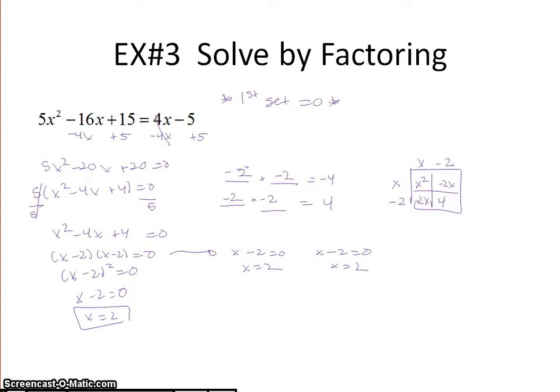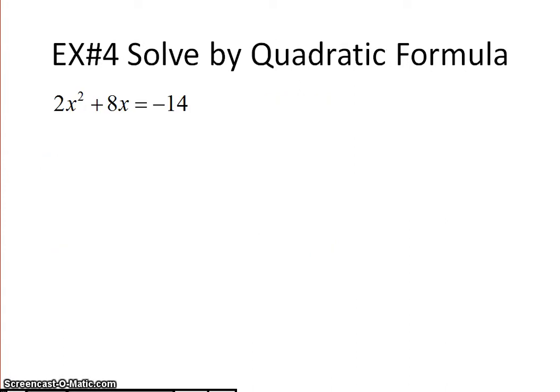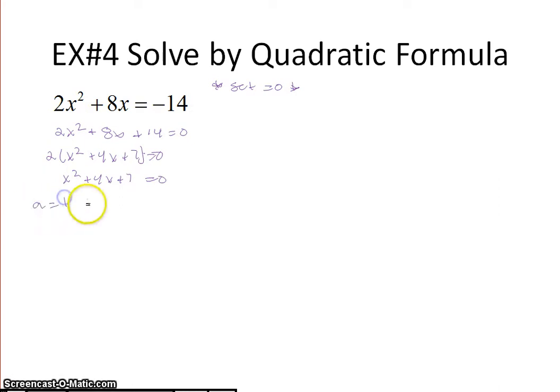Okay, so let's move on to the next method, which is solve by quadratic formula. So to solve by quadratic formula, first you have to set it equal to 0. Okay, so you have 2x squared plus 8x plus 14 equals 0. I see they all have a 2 in it, so I'm going to simplify it. So I'm going to factor out the 2 plus 7 equals 0. Divide both sides by 2. X squared plus 4x plus 7 equals 0. And so now for the quadratic form, a equals 1, b equals 4, c equals 7.